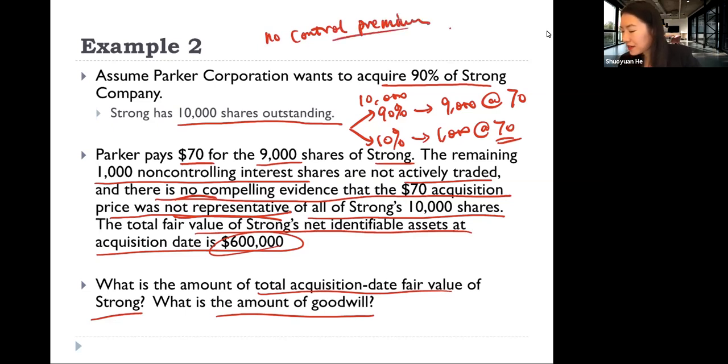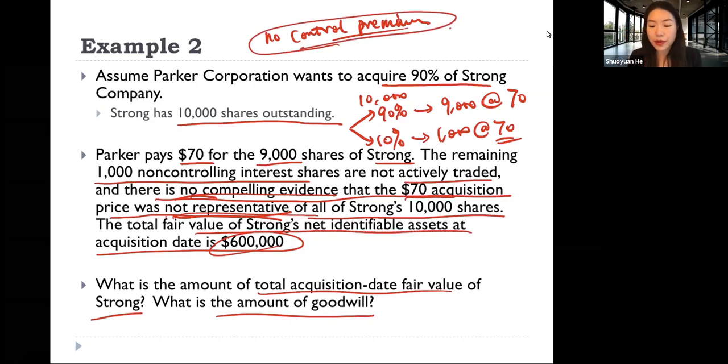So here, this is an example of there being no control premium, because there's no compelling evidence that 70 is not representative of all of Strong's 10,000 shares, meaning that there's no difference in the per share value between the controlling and non-controlling interest. In order to obtain a controlling interest, the parent is just paying what those stocks are worth. It is not paying more. So this is the situation of no control premium. Please spend 5 minutes trying to work on it on your own. You can pause your video for now.